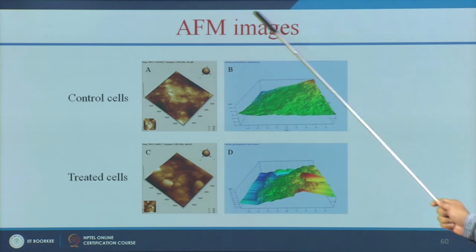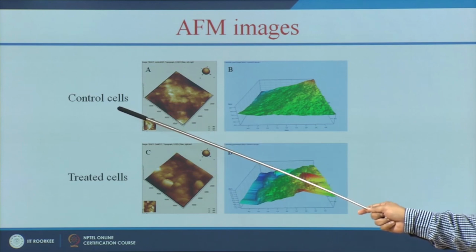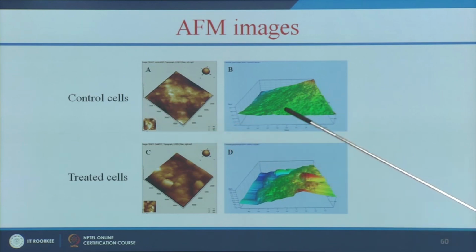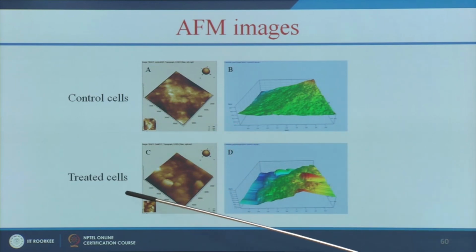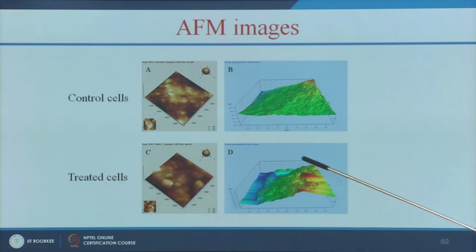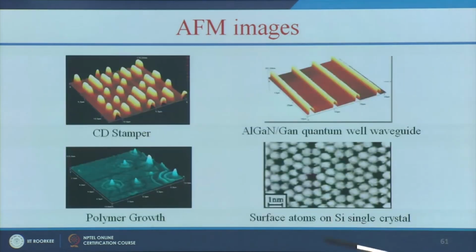So, these are the AFM images of control cells and treated cells, okay. So, in the control cells you can see here the surface is very smooth, and these are treated cells. So, these are the mammalian cells, and treated with some kind of nanoparticles. So, you can see here due to the nanoparticle treatment the cell membrane get damaged. So, you can see here the roughness of the cell is getting increased. So, we can measure the surface roughness using this atomic force microscope, and these are some of the AFM images. You can get an idea how the AFM images look like.